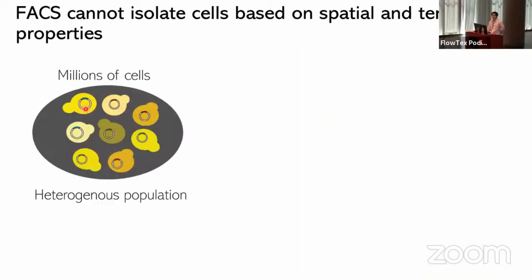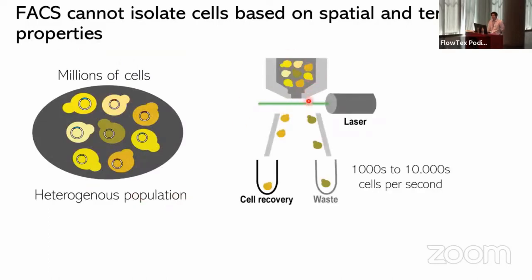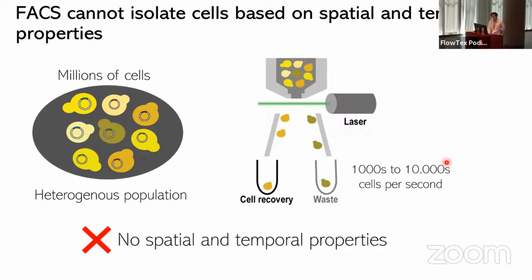And so you can start off with millions and millions of cells with a heterogeneous population, and then use your FACS or cell sorting device to look at the fluorescence and sort cells based on fluorescence. And it's great because it really has the high throughput of measuring thousands to tens of thousands of cells per second. However, a critical limitation with FACS, fluorescence-activated cell sorting, is that it does not have the ability to measure spatial, or at least the conventional ones don't have the ability to measure spatial and temporal properties.